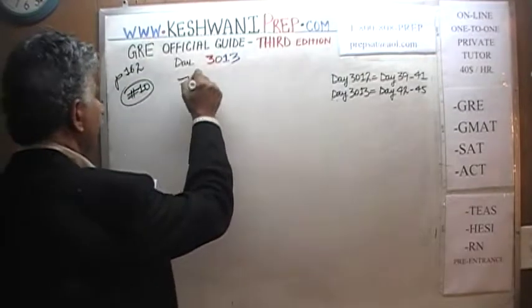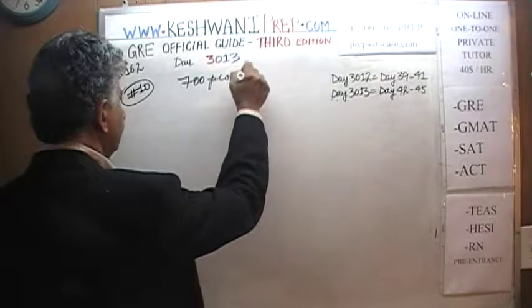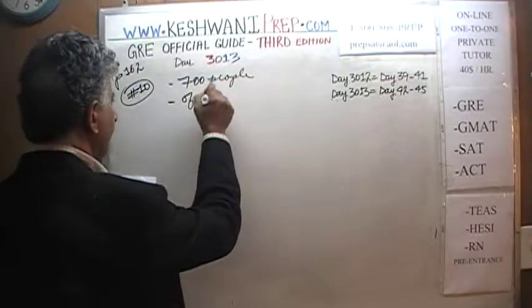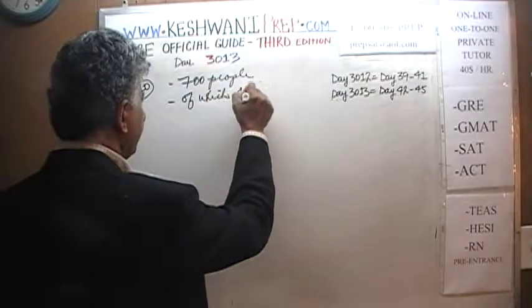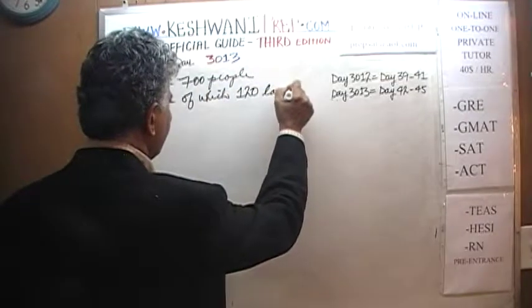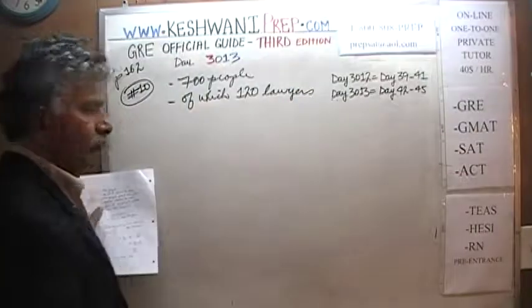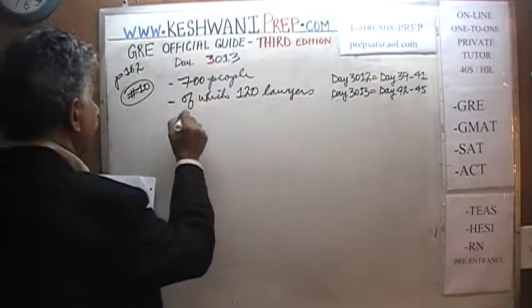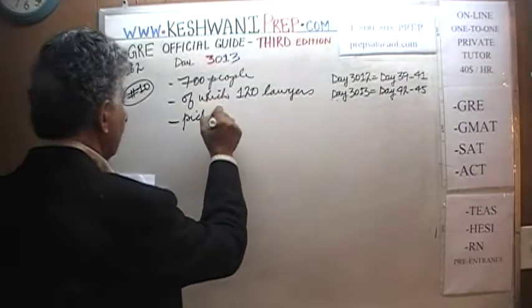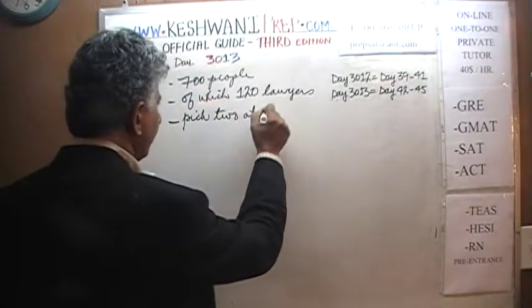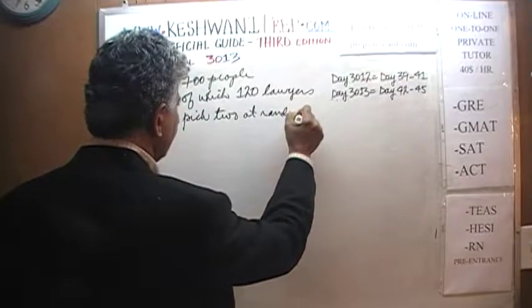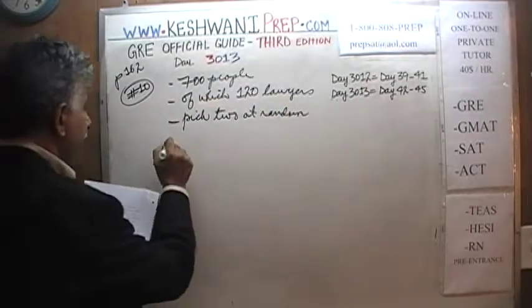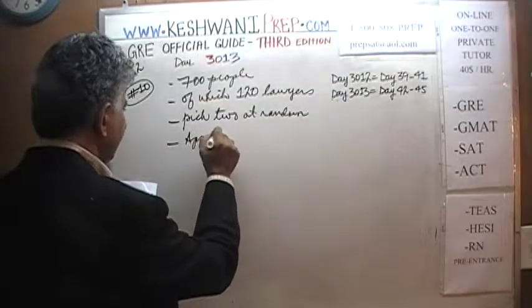We are told that we have 700 people, of which 120 are lawyers. Out of those 700 people in the room, 120 are lawyers. We're going to pick two at random. Question is, what are the approximate odds?